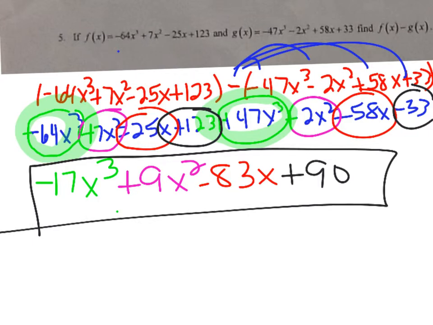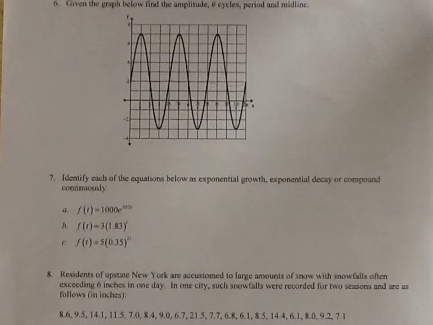Okay, so let's flip it over and take a look at the back. Okay, so let's take a look at number 6. All right, so it says, given the graph below, you want to find the amplitude, the number of cycles, the period, and the midline. So what you want to do first is find that midline. Okay, so you have to find the midline in order to find the amplitude and stuff.